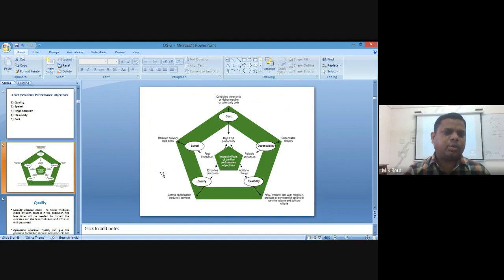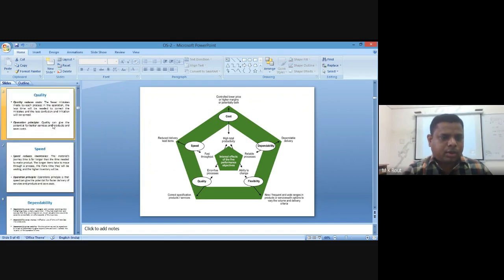These are the things, and the most important thing is the cost. Basically, it is implemented in case of high total productivity, and from the cost point of view, control the lower price for higher margins, or potentially both, whether you have to go for a low price strategy or a margin strategy. So we will discuss one by one.